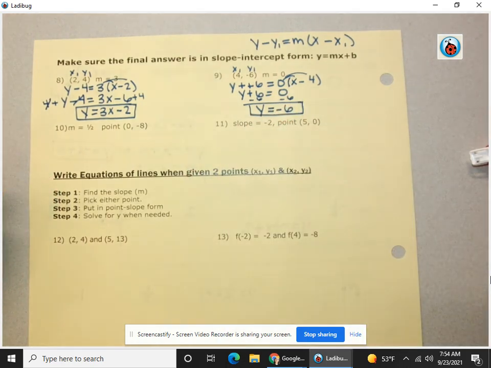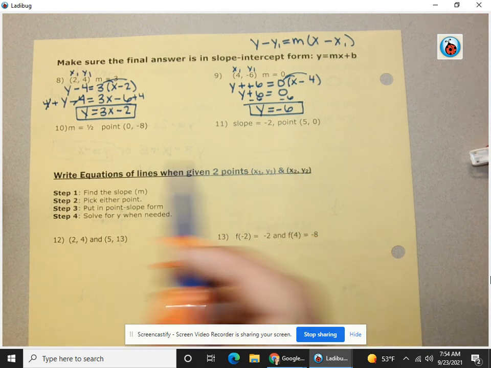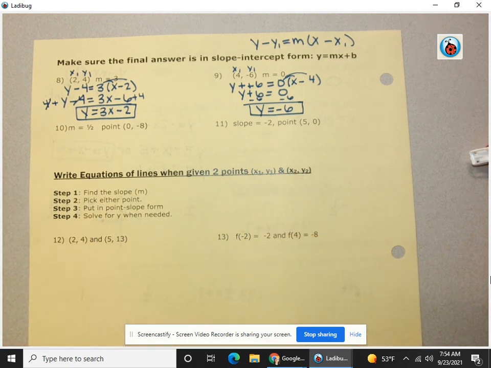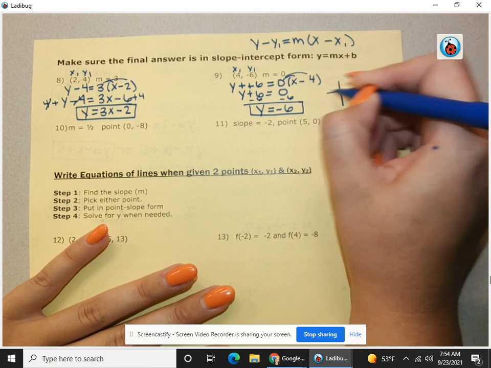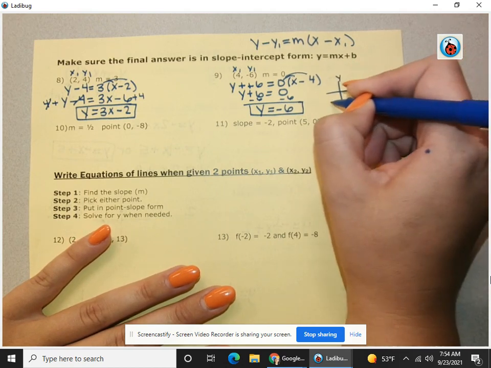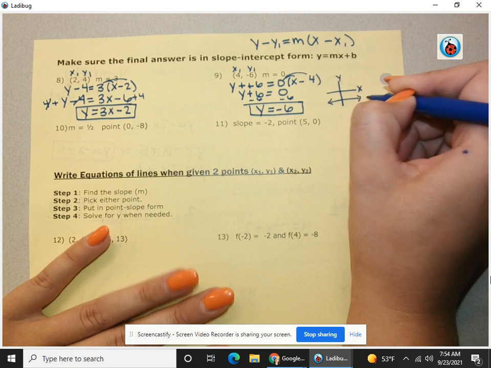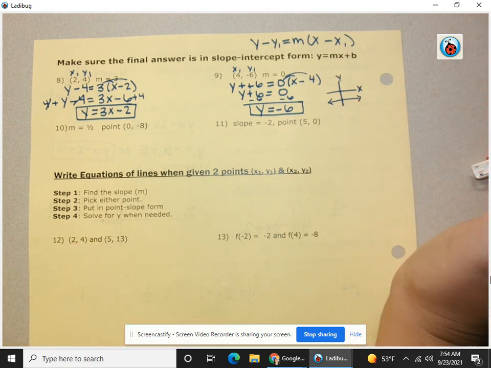and that would be my answer. Now, we haven't talked about it yet, but this is going to be a horizontal line on your graph. So if this is my x-axis, this is my y-axis, it would look like this. Okay, just so you know.